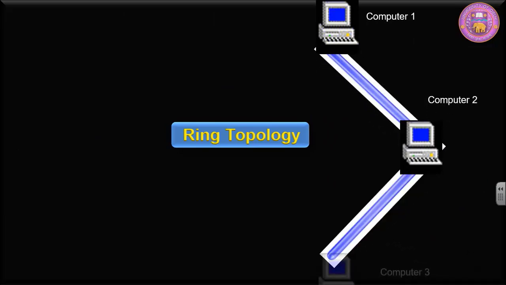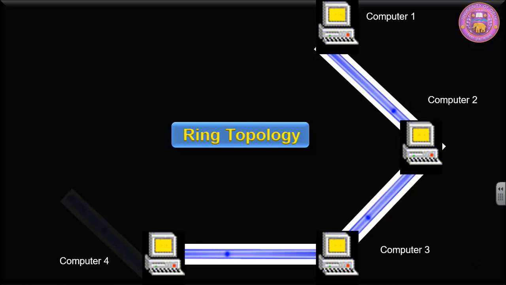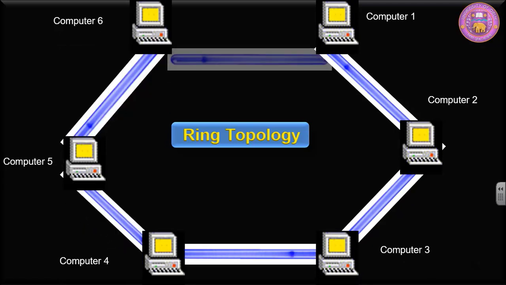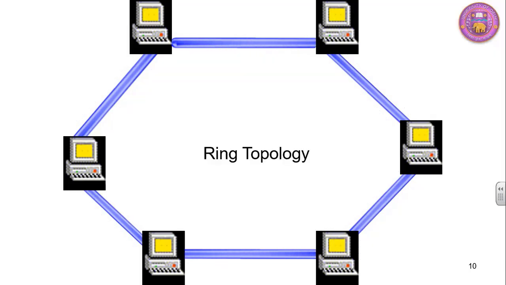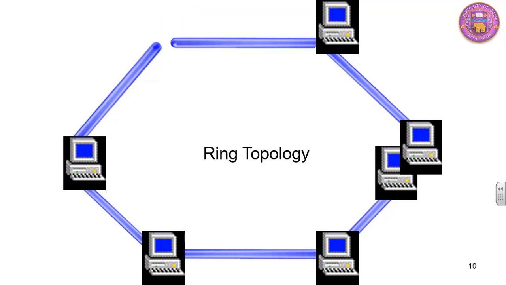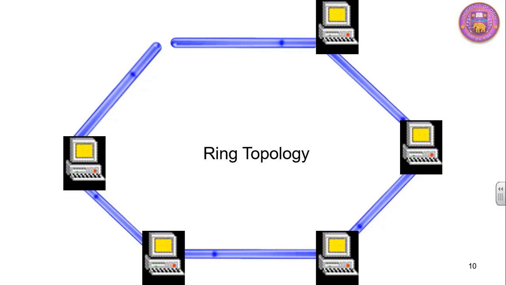This is an example of ring topology. Here there are 6 computers. They are connected to each other in the formation of a ring. But the biggest problem in this topology is that if one of the systems goes out of order, the whole system comes to a stop. When one computer is out of order, the whole network is broken.